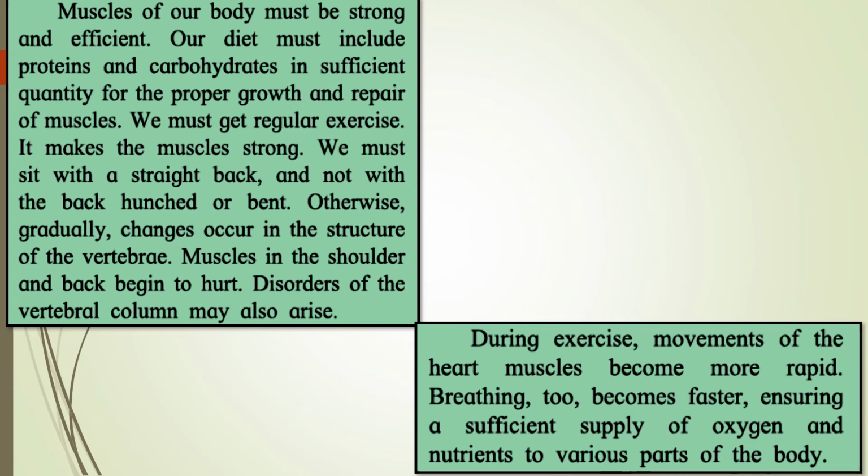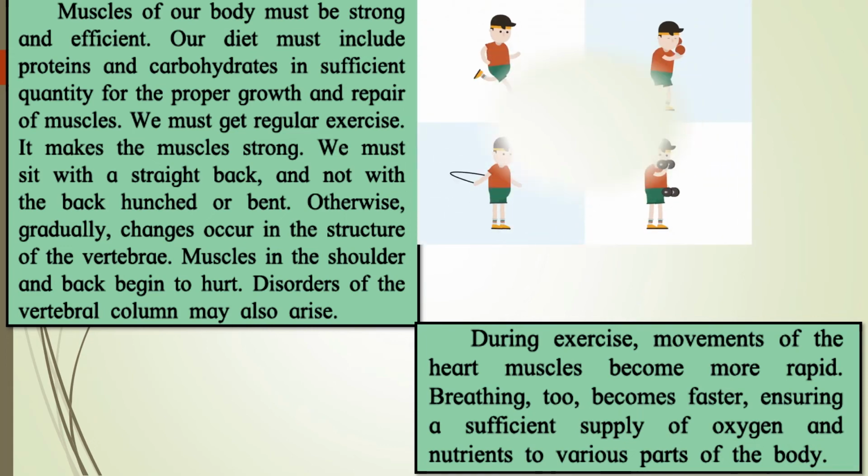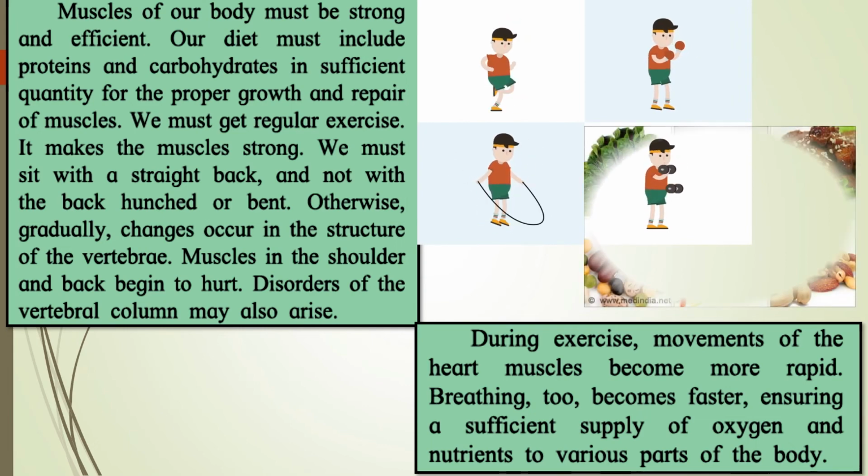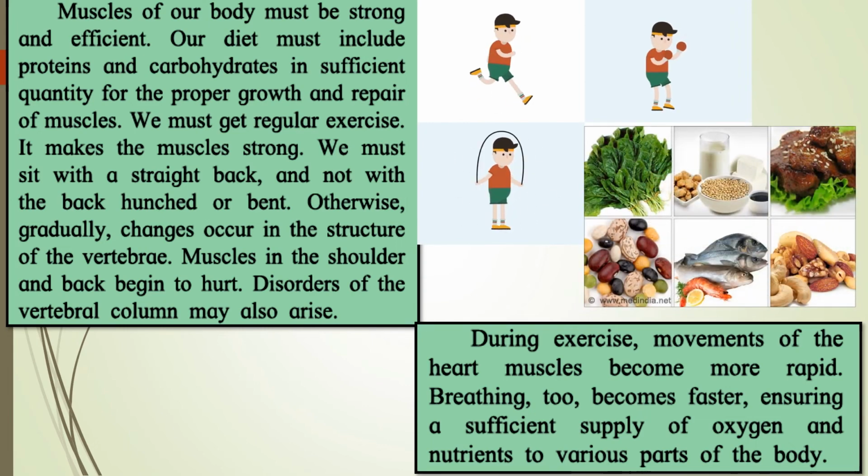So our diet must include proteins and carbohydrates in sufficient quantity for the proper growth and repair of our muscles. So in your growing years, it is very important that you have more amount of protein, like dal or pulses, then milk, curd, fish, meat, okay, leafy vegetables like spinach, nuts. All these things have high amount of proteins in them, and that is very good for your muscle building.